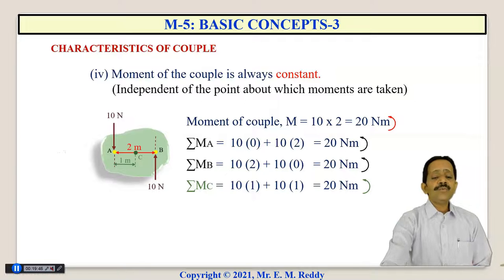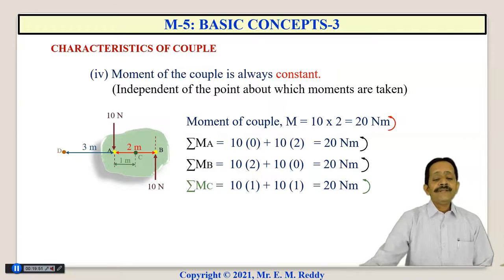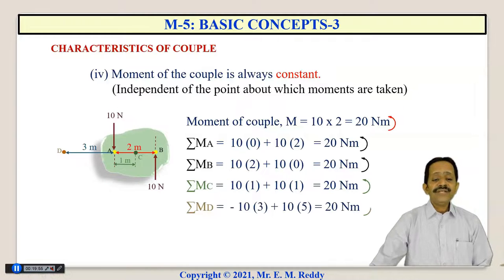Even if you consider point D at a distance 3 meters from A, then if you take the resultant moment about D, you will find that it is 20 Newton meter anti-clockwise. So the moment of 10 Newton which is acting at point A about D is 10 into 3, 30 Newton meter.